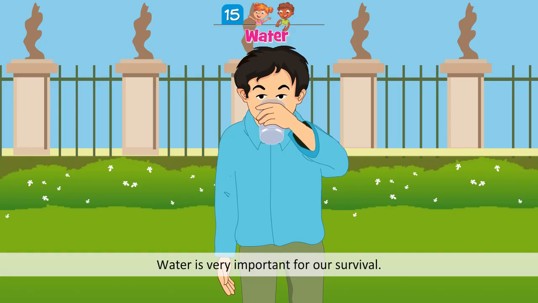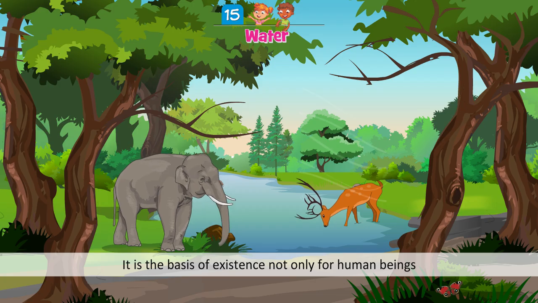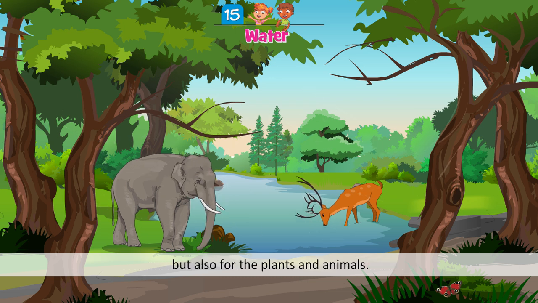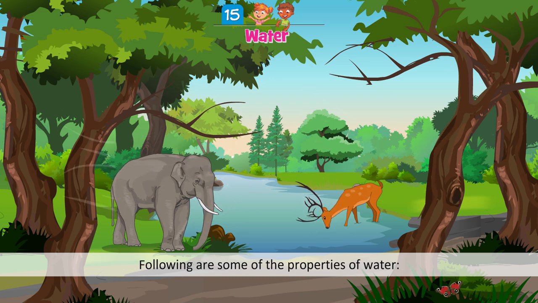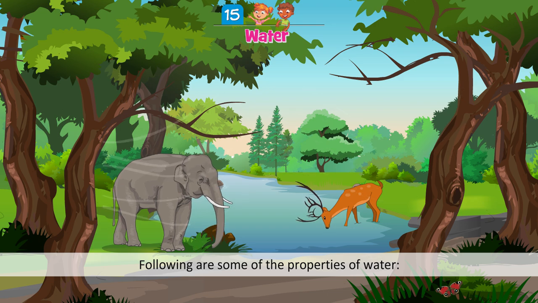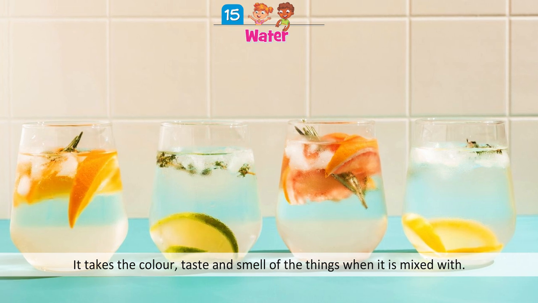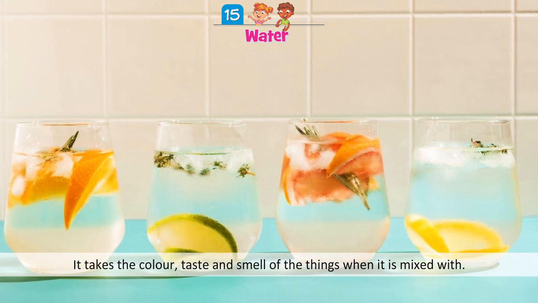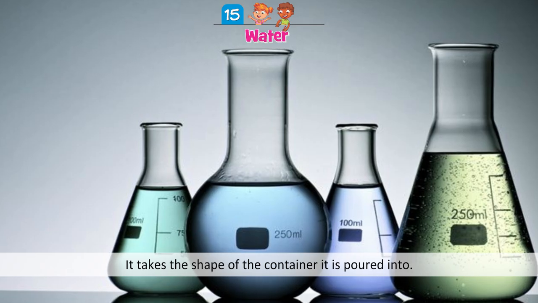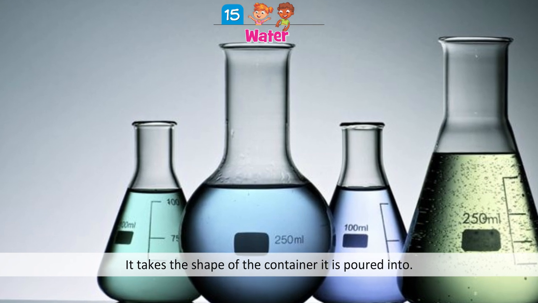Water is very important for our survival. It is the basis of existence not only for human beings but also for plants and animals. Following are some of the properties of water. It has no color, taste, shape or smell. It takes the color, taste and smell of the things it is mixed with. It takes the shape of the container it is poured into.